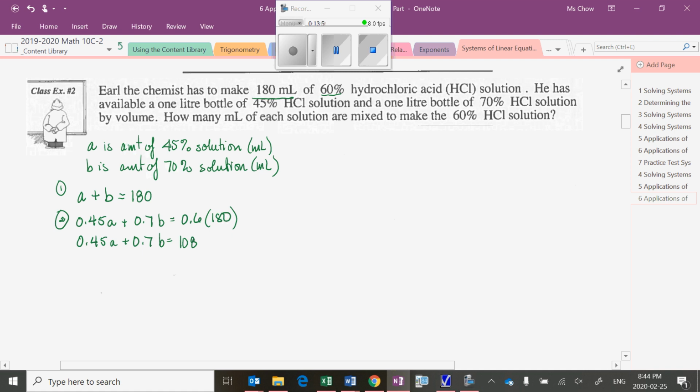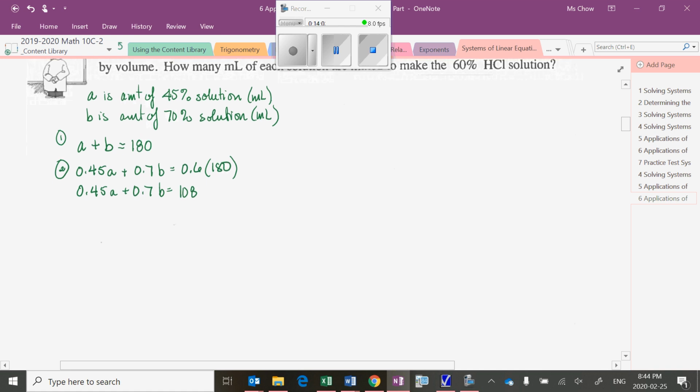So let's take a look then. We've got our two equations, A plus B equals 180, and 0.45A plus 0.7B is equal to 108. Again, we can use either substitution or elimination in this particular case. I'm probably going to go for elimination again. So we're going to take equation 1, and perhaps I'll multiply everything by negative 0.45.